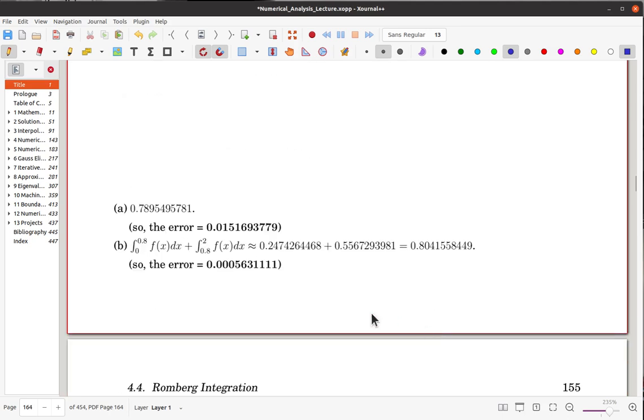Then for the trapezoid rule we have this result, and the error is this amount. If we use the combination of Simpson's rule and Simpson's 3/8 rule, then this portion and that portion make up the quantities, and the result is given in this way. For that combination of Simpson's rules, the error becomes this one.